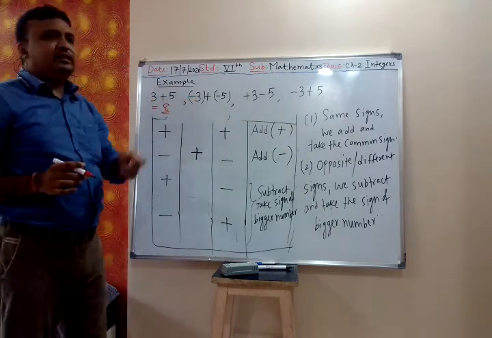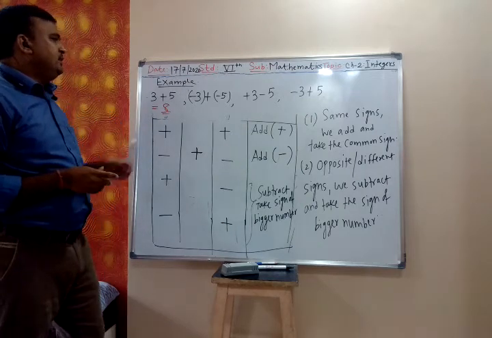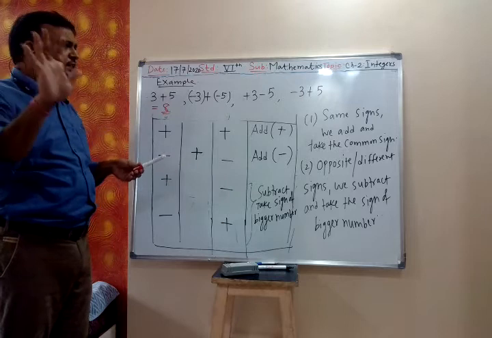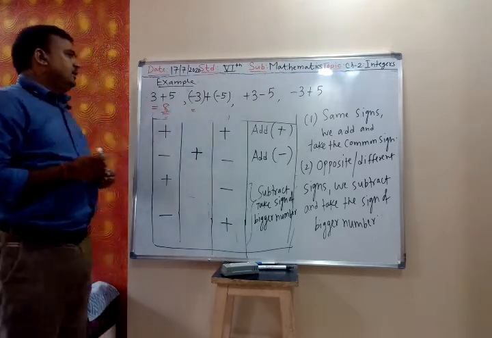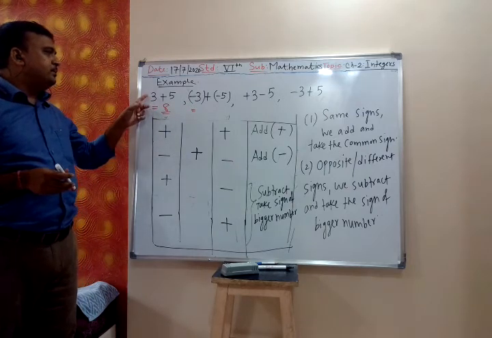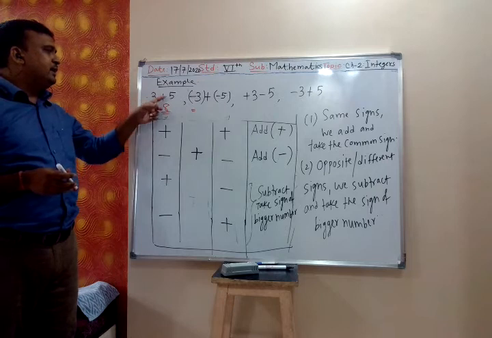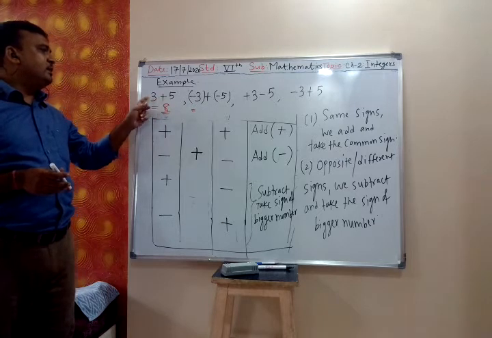What about the next part? This is the example. All of you write this example. 3 plus 5, we write 8 because they have the same sign, plus plus. Plus plus means same sign, so we add the numbers. 3 plus 5 is 8 and the common sign is plus.